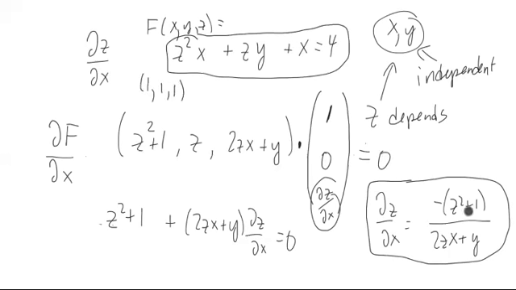So we stick 1, 1, 1 in. At the top, we're going to get negative 2. On the bottom, we'd get a 3. So that means our ratio would be negative 2/3 at the point 1, 1. What does that mean? That means as x changes by a length of 1 unit, z would drop by about 2/3 right there at that point and moving just in the x direction.